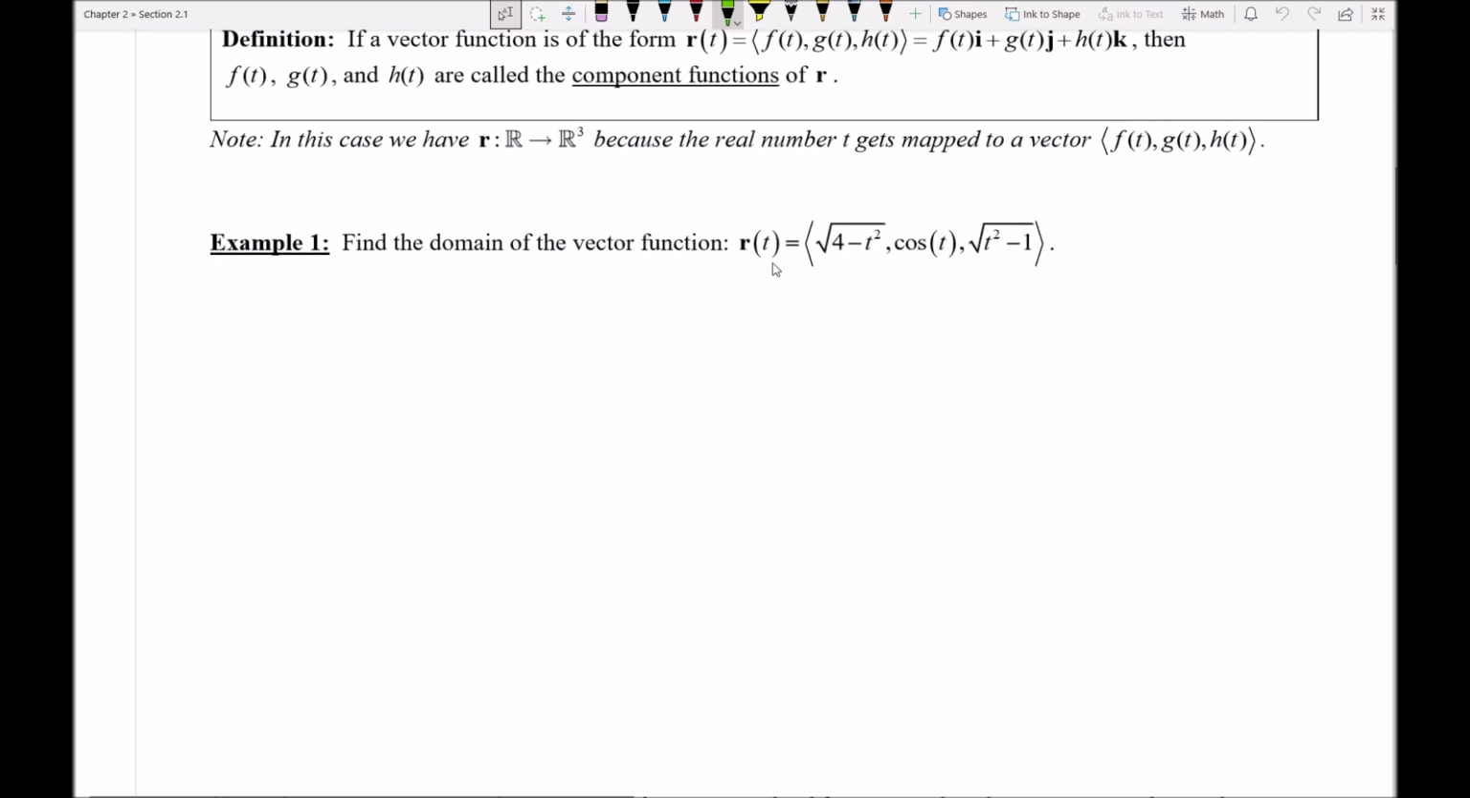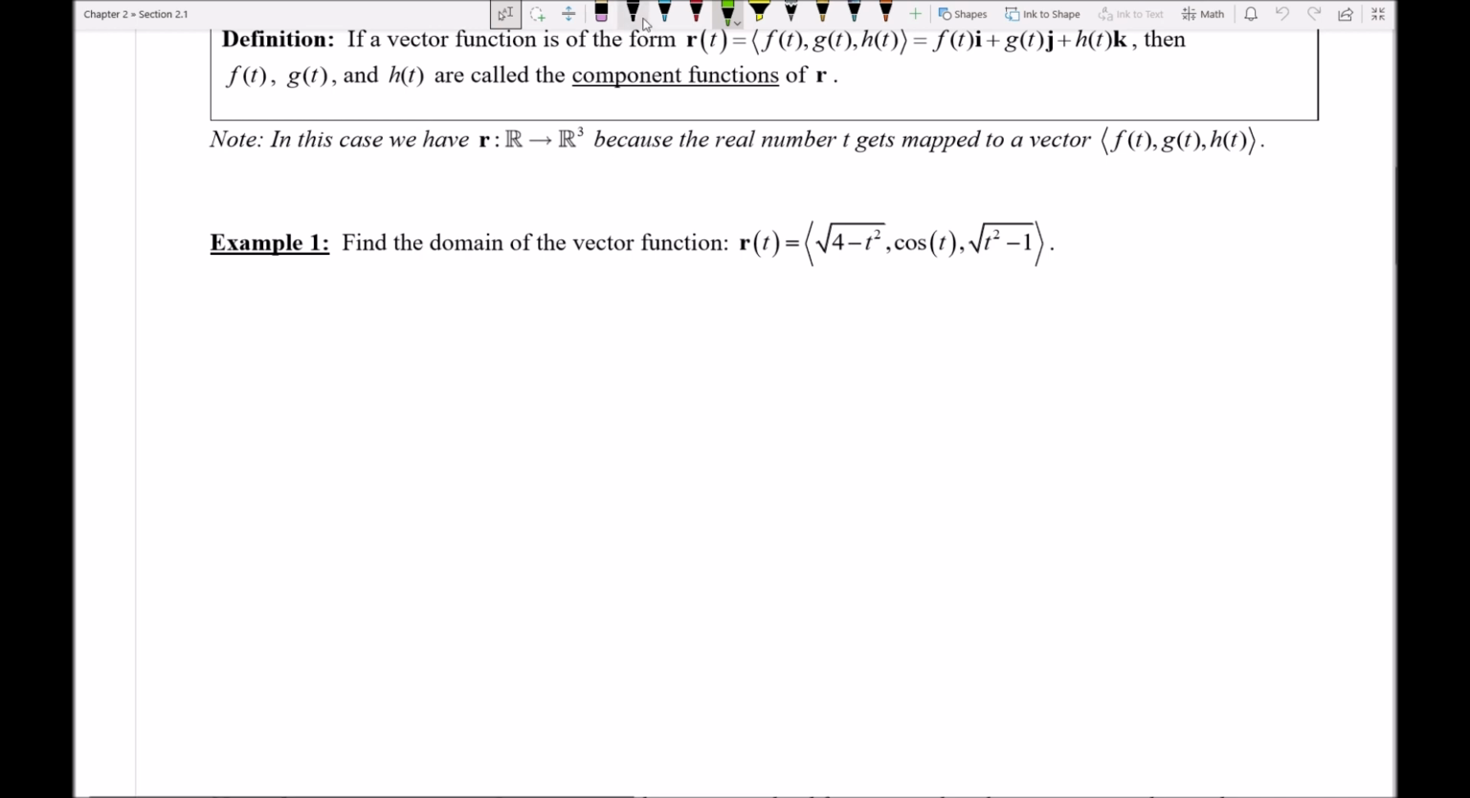Okay. So let's take a look here at example number 1. We can see here that we have a nice vector function. Its f of t is this square root function here. Its g of t is the cosine of t. And then its h of t also happens to be a square root function. So what this question is going to ask us to do is something very basic that we typically do with all functions. We're interested, what is the domain of a given function? Remember that the domain is just the set of all possible input values that we can use here.